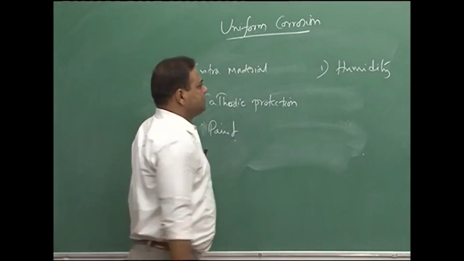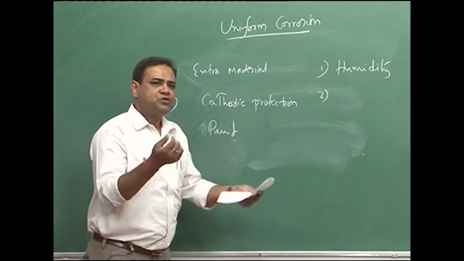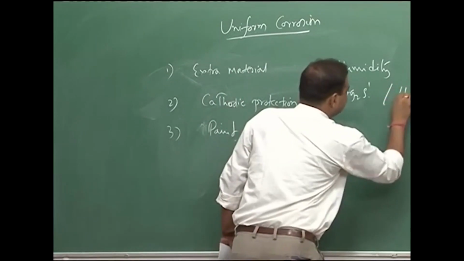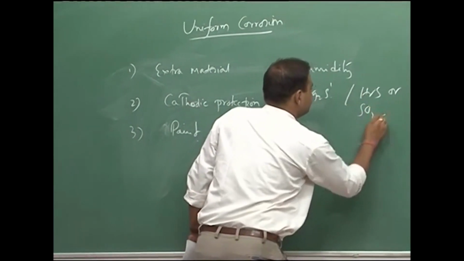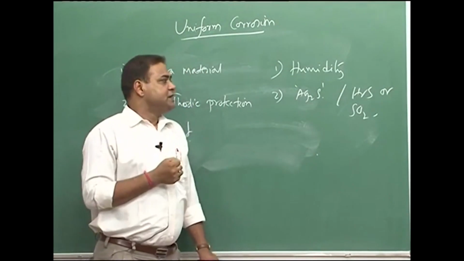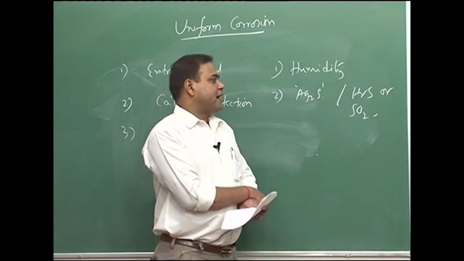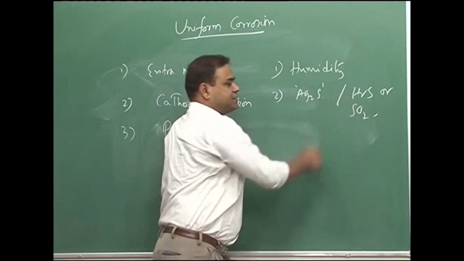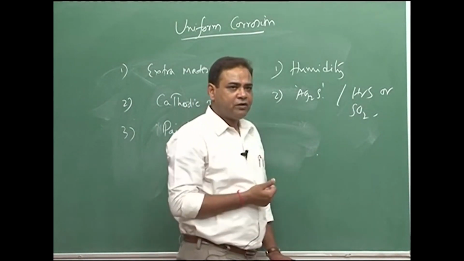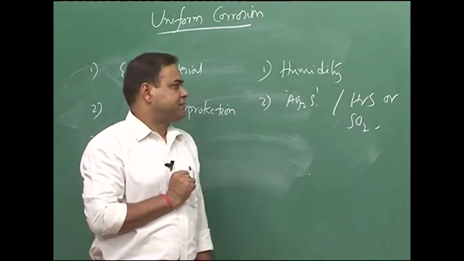Humidity is an important factor. Second case, let us say tarnishing of silverware, where we form Ag2S. So the presence of H2S or SO2 in the atmosphere can decide whether the silverware will corrode faster or not. Even in the presence of SO2, there could be extra corrosion of an iron object, because the SO2 can dissolve in moisture and make it acidic, as there could be sulfuric acid formation.